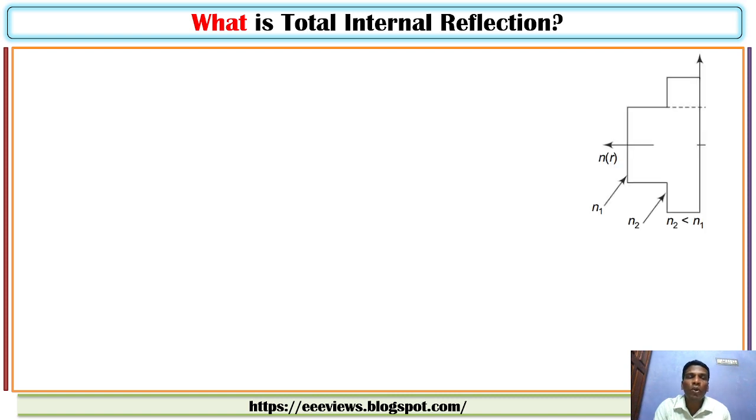Before going to total internal reflection, this is the optical fiber cable. Here you can see the letters N1, N2. N1 represents the refractive index of the core, and N2 represents the refractive index of the cladding. The refractive index changes based upon the material we are using.